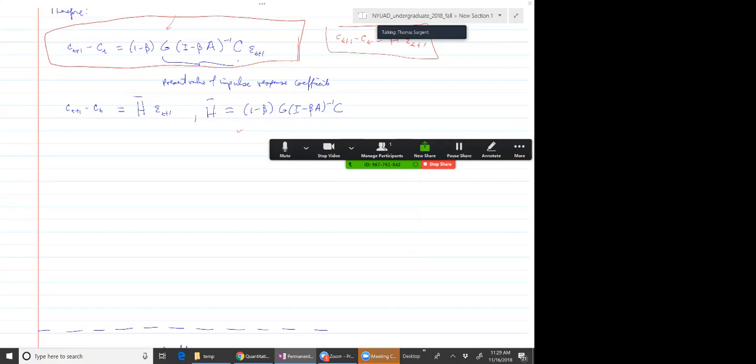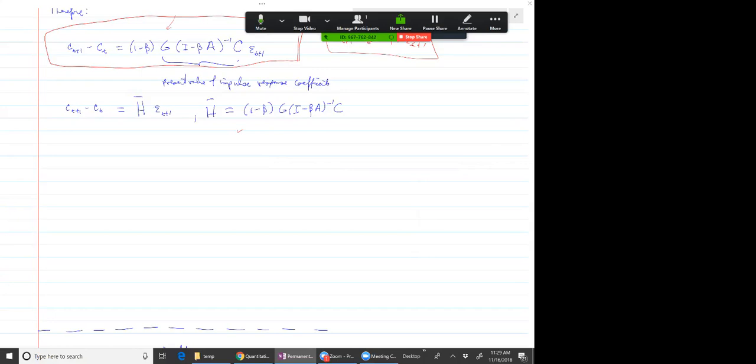Okay, so now I'm just going to talk a little bit about this equation. We're going to stare at it. So we have C_t+1 minus C_t, this is what we deduced, is equal to H bar epsilon_t+1, where epsilon_t+1 is normal, 0, I, and it's IID.